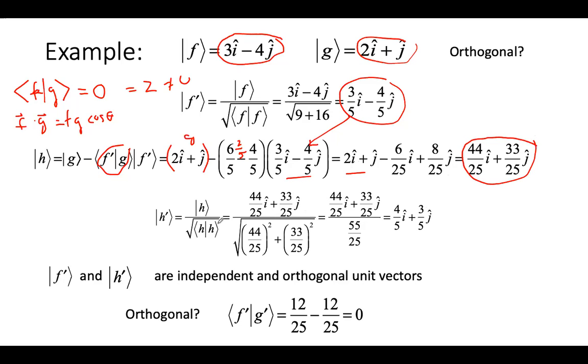It's a little harder to divide through by its magnitude than the nice one I picked with 3 and 4, which gave me a nice 5 because it's a 3, 4, 5 triangle. This is not that. I have to take 44 over 25 squared, and 33 over 25 squared, and that gets me the magnitude. That turned out to be 55/25. And then I have to divide that magnitude into the vector, and sure enough, I create a unit vector.